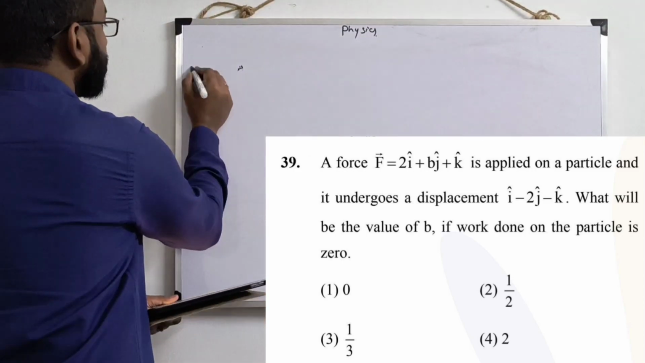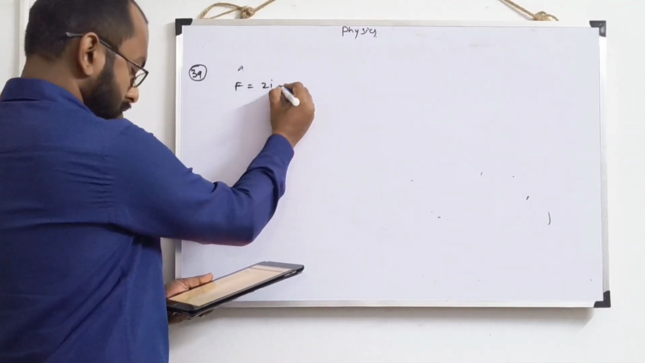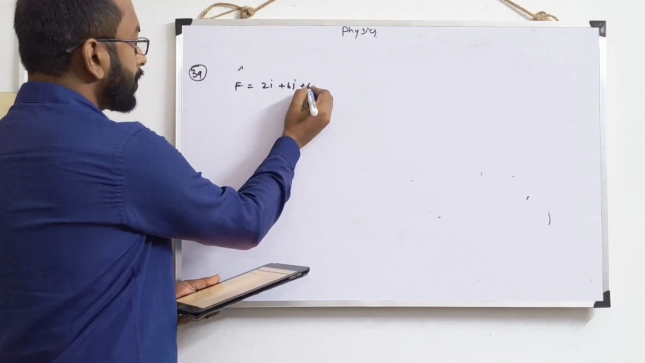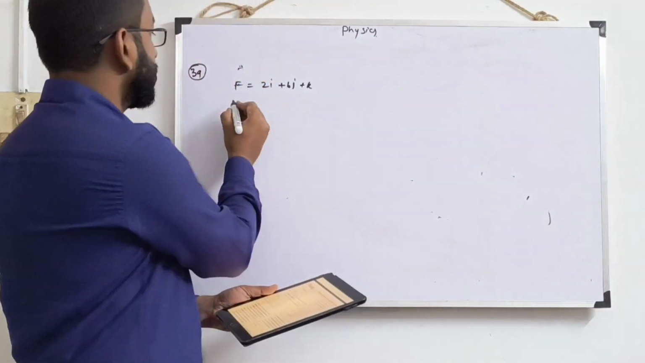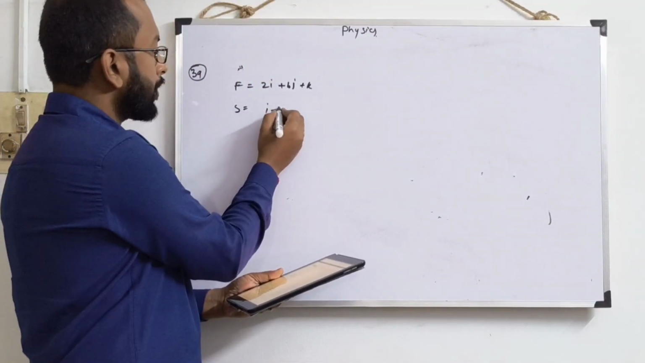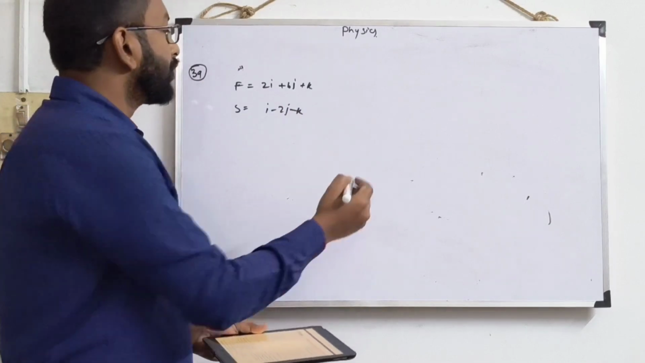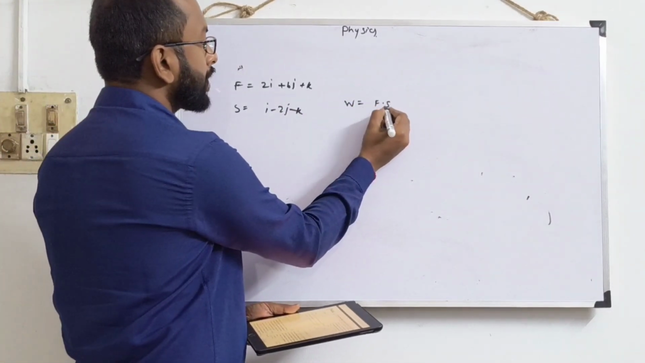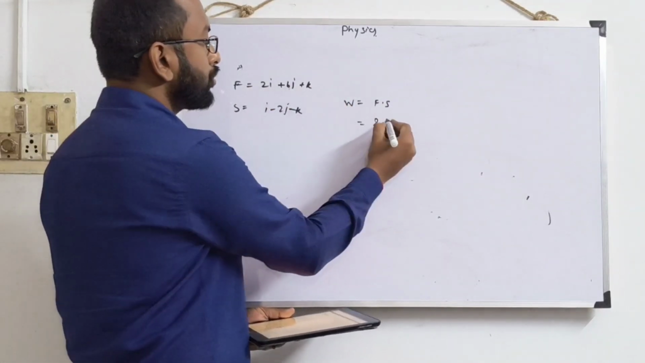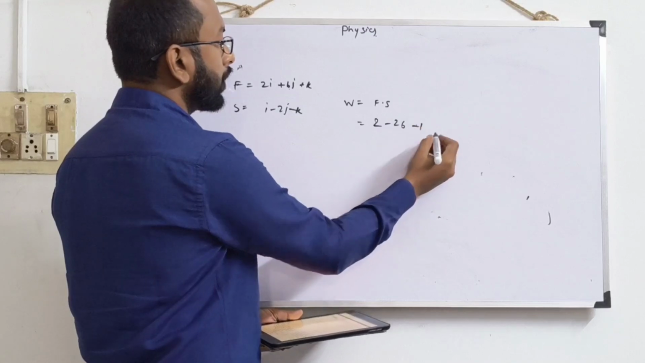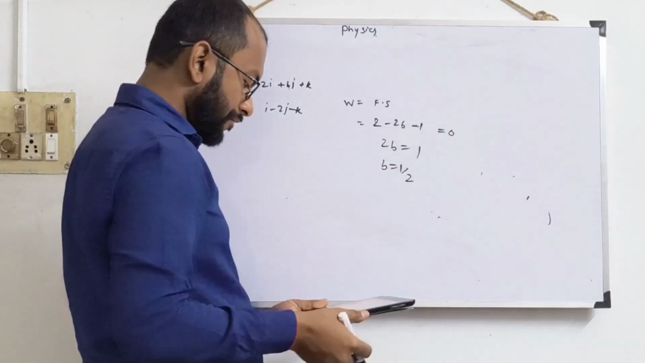A kind of simple question only NTA asks. Force F is given as 2i plus bj plus k, and a particle undergoes a displacement, also given, that is i minus 2j minus k. For what value of b is the work done on the particle 0? The work done on the particle is F dot S. What is F dot S? 2 minus b into minus 2 is 2b minus 1. That will become 0. The value of 2b is 1, b's value is half. So half is the answer.